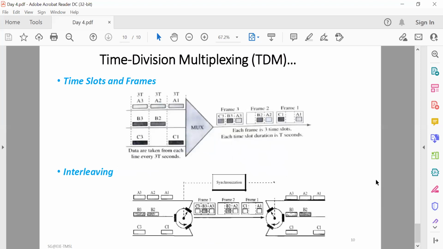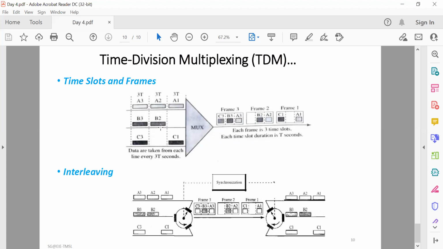So in TDM, there are certain parameters like time slots and frames. You must be familiar with these terms, and interleaving. For time slots and frames, here is a diagram. In this TDM technique, the data flow of each input connection is divided into units, where each input occupies one input time slot. Now, a unit can be 1 bit, or one character, or one block of data.